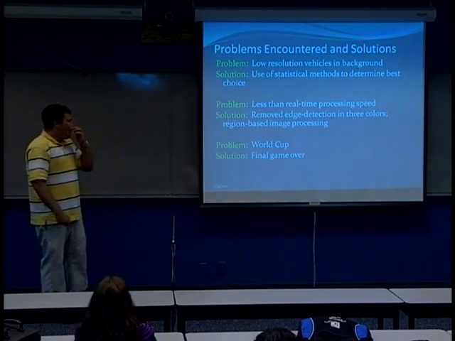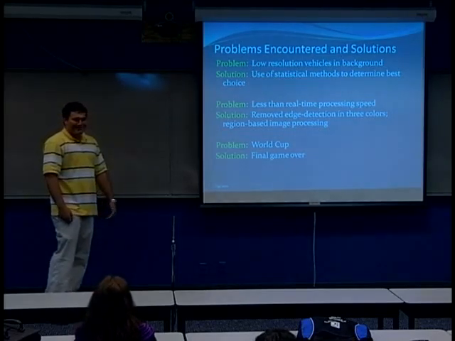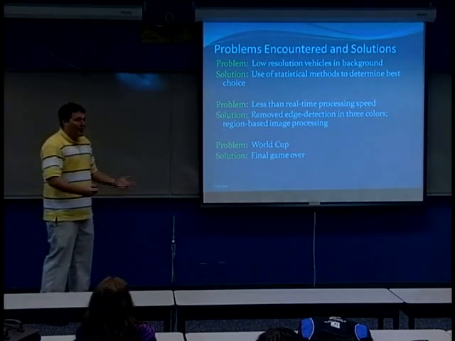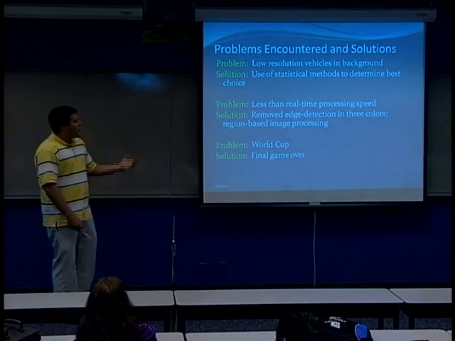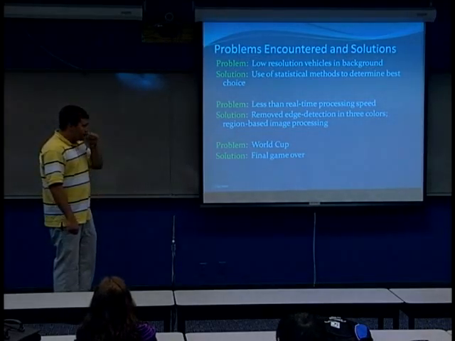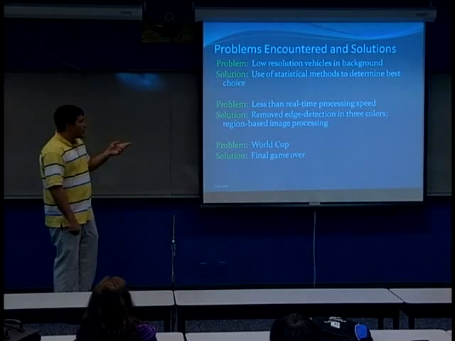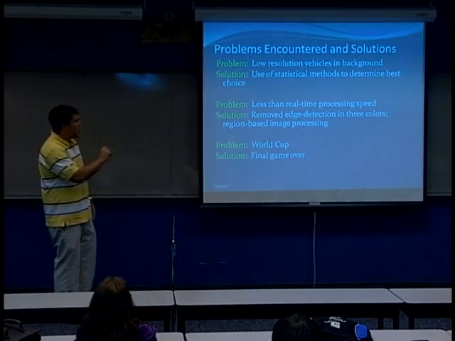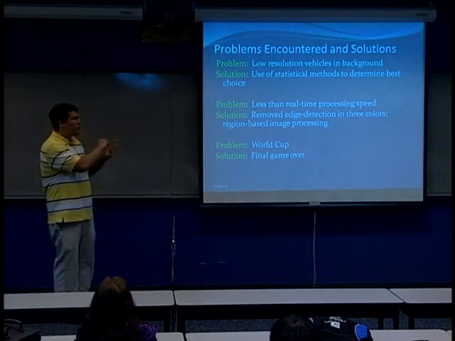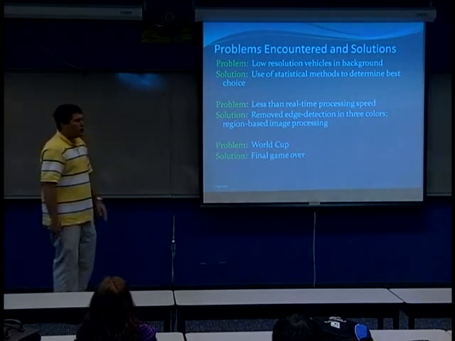Obviously we had World Cup problems, because middle of the day in South Africa, they could have picked a better time for us. But it's over now, and we have less than real-time processing speed too. So we removed edge detection in 3 colors, and instead of identifying each pixel size and doing different Gaussian blurs based on the size, we just split it up into regions, which was helpful.